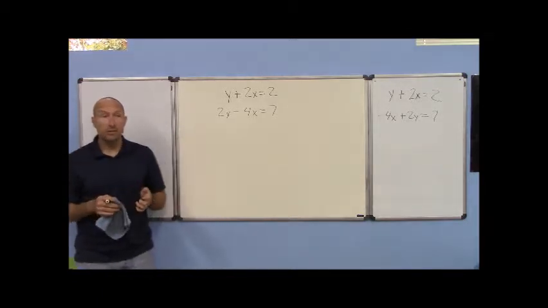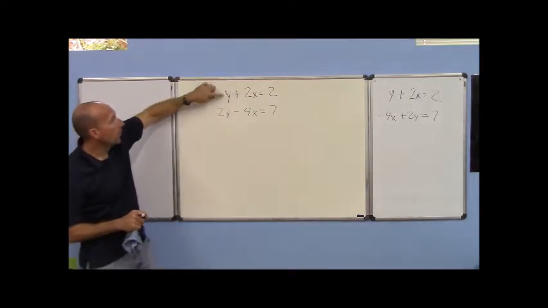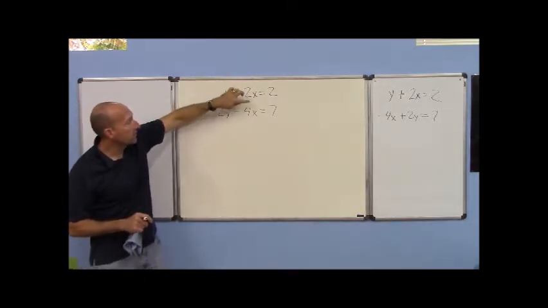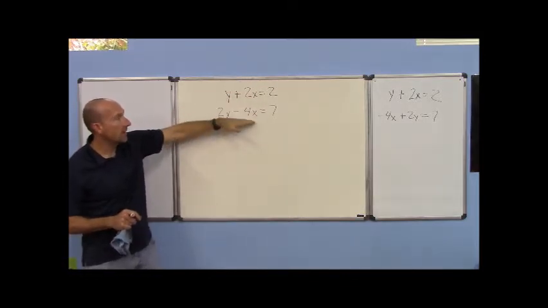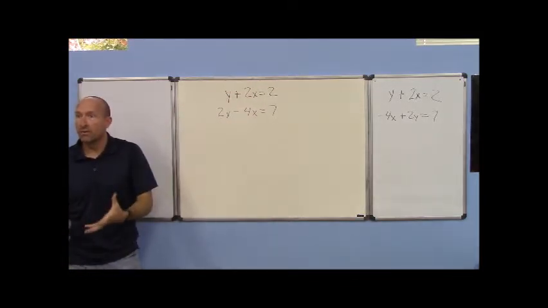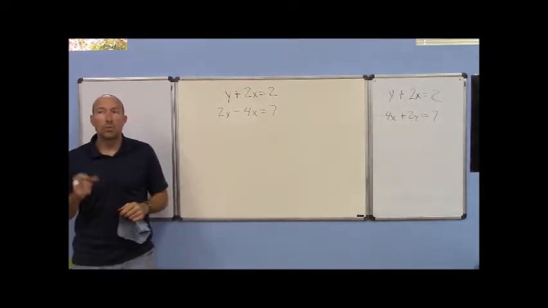Now, what we're trying to do is rename this whole thing so that either our y's or our x's are the same, so that we can subtract the other one from it and result in one of them being 0. But you would add 2. Why?